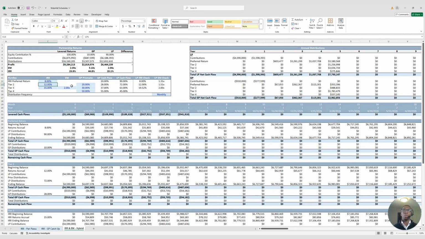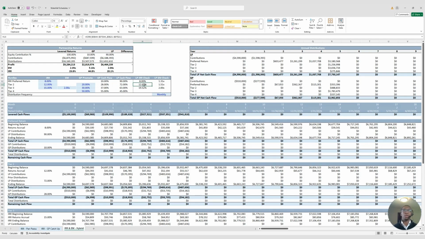And then we have an LP equity multiple check, but that doesn't apply here since that isn't a constraint in the preferred return hurdle. Moving on to tier 2, what we're saying is that for all of the cash flows above an 8% IRR and up to and including a 12% IRR, the GP will receive a 20% promote, which means that the GP will be receiving 28% of the available cash flows between this 8% IRR and up to and including the 12% IRR. The LP will receive the remaining 72%.